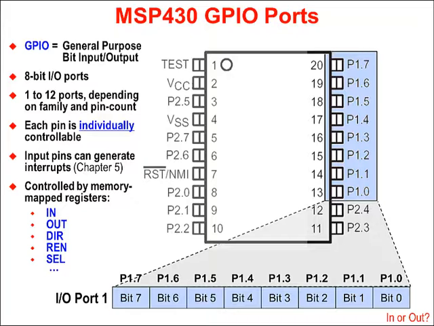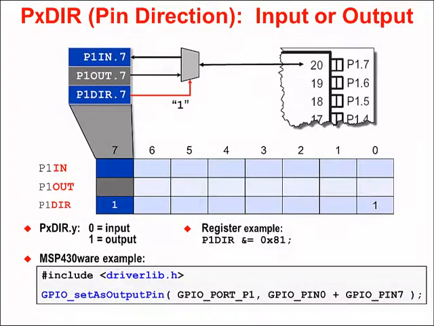How do we make a pin be an input versus an output? That can be done with the pin direction register. That's the DIR register. By putting a 1 in the direction register, we can set that pin to be an output. If we put a 0 there, it's an input. So you can see there in the lower middle of the screen, there's a register-based example. We can set P1DIR, so that would be the DIR register for port 1. We can OR it with 0x81 to set bit 7 and bit 0. So that's one way of doing it, and that's not a bad way.